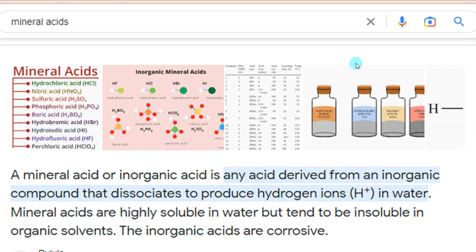An inorganic or mineral acid is any acid derived from an inorganic compound that dissociates to produce hydrogen ion H+ in water, right? Mineral acids are highly soluble in water but tend to be insoluble in organic solvents. They dissolve quickly in water, but do not dissolve in organic solvents. The inorganic acids are corrosive. So mineral acids cause acidity in water. Okay.